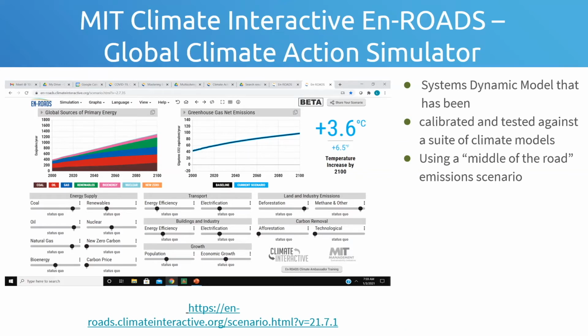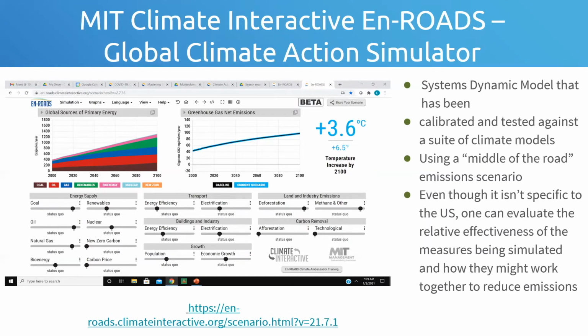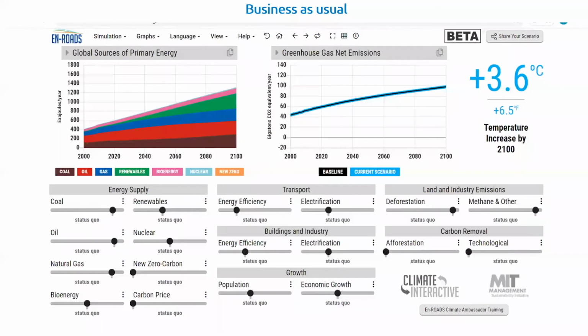When we read IPCC reports, intergovernmental panel reports, we know that they use three different scenarios: a high emission scenario, a middle of the road emission scenario, and a low emission scenario. This modeling is actually using the middle of the road emission scenario. And even though it's not specific to the US, one can evaluate the relative effectiveness of the measures being simulated and how they work together to reduce emissions.